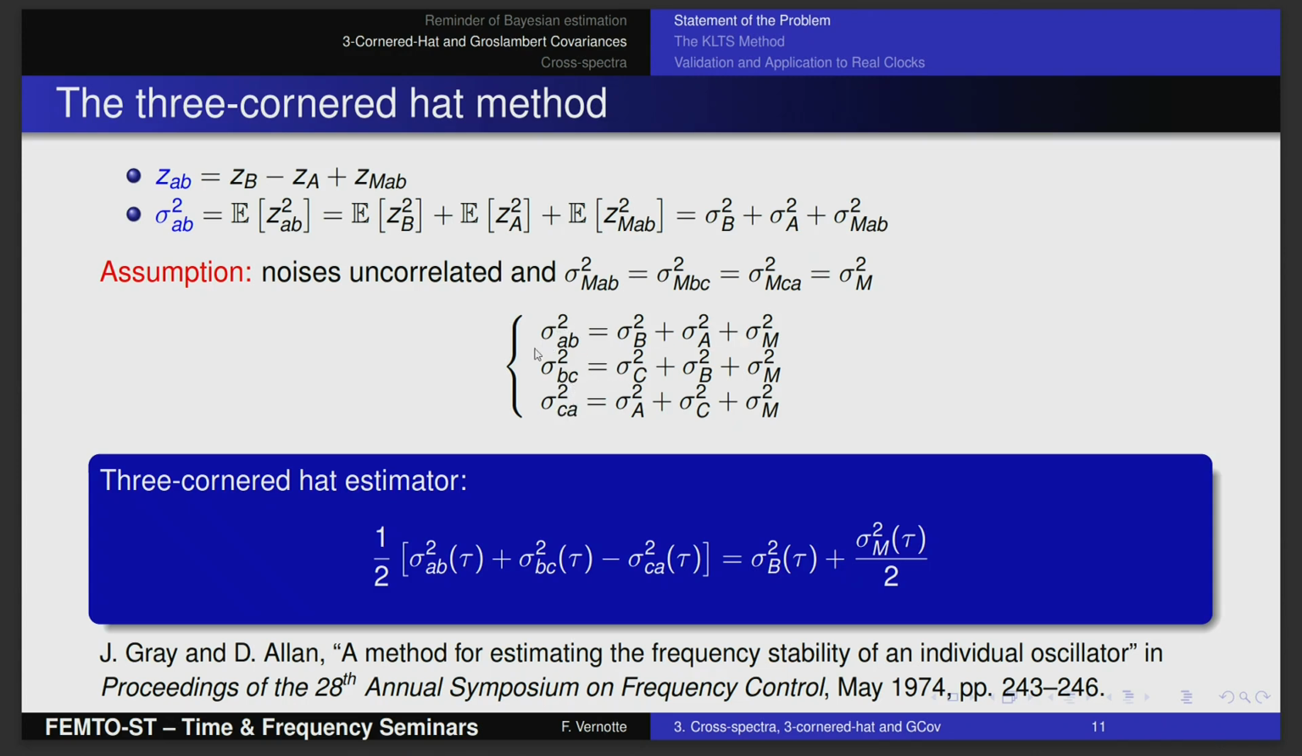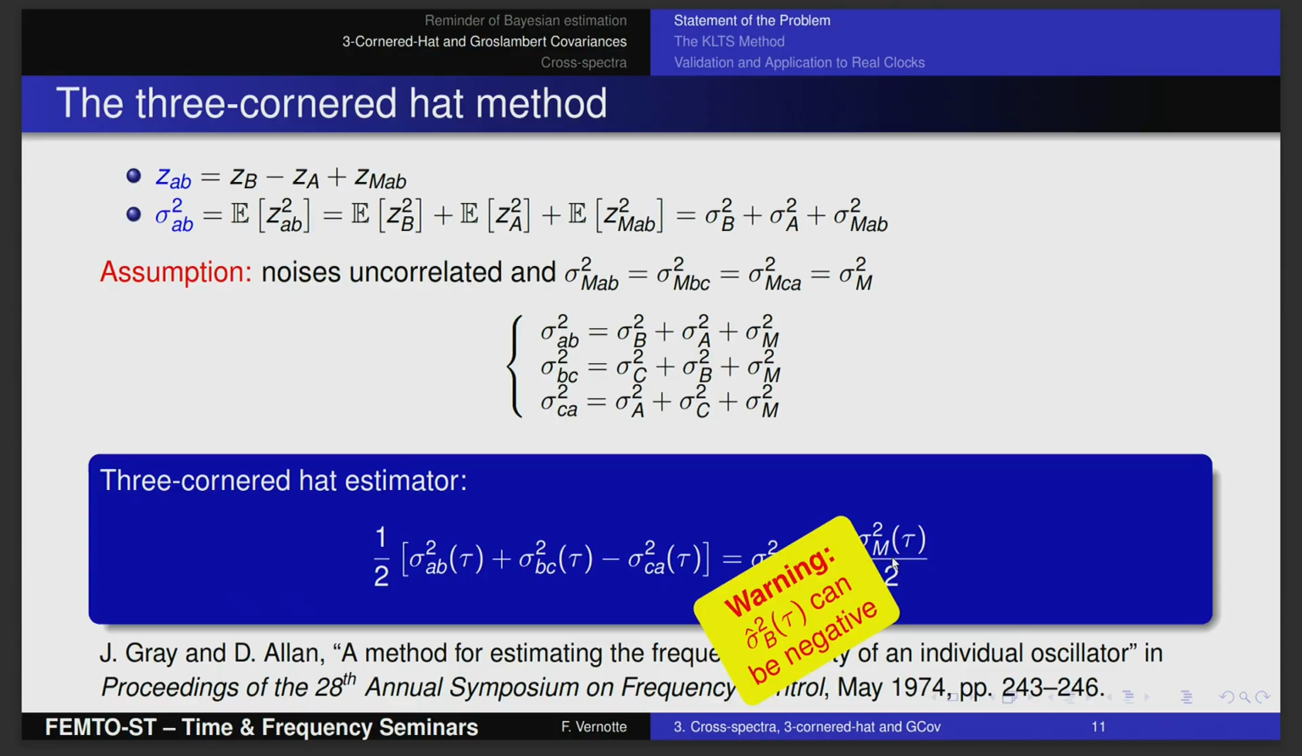But if you add the first two lines and you subtract the last one, you will remove terms. For instance, if you add this to this, you will obtain 2 sigma square B, and you will have sigma square A and sigma square C, but if you subtract this one, you will remove sigma square A and sigma square C. So you will retrieve only sigma square B, and if you divide by 2, you will divide also the noise by 2. So it's the first approach, which was given by Gray and Allan in 1974. The advantage is that you get the stability of clock B, but you have also the noise which is here.